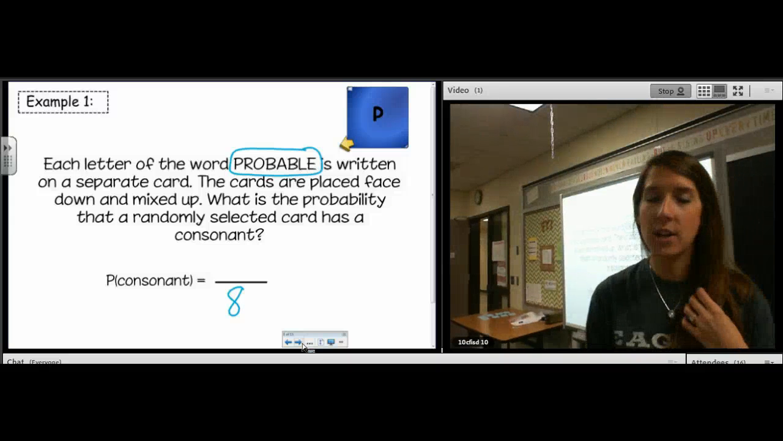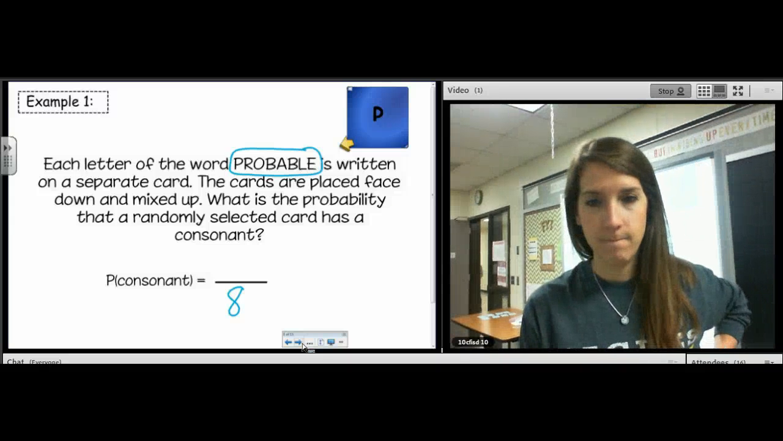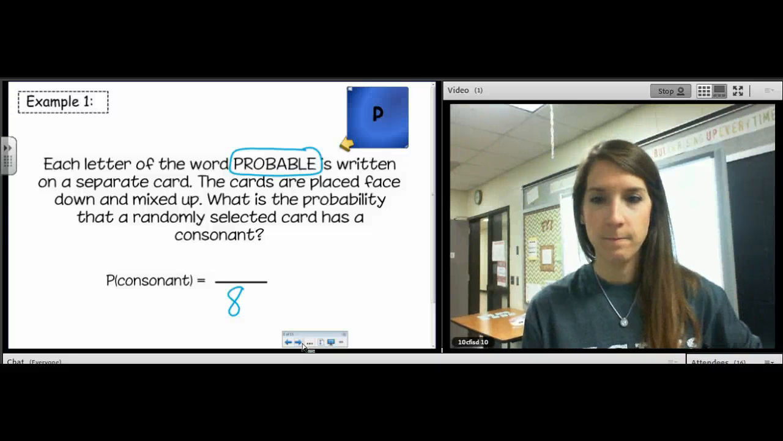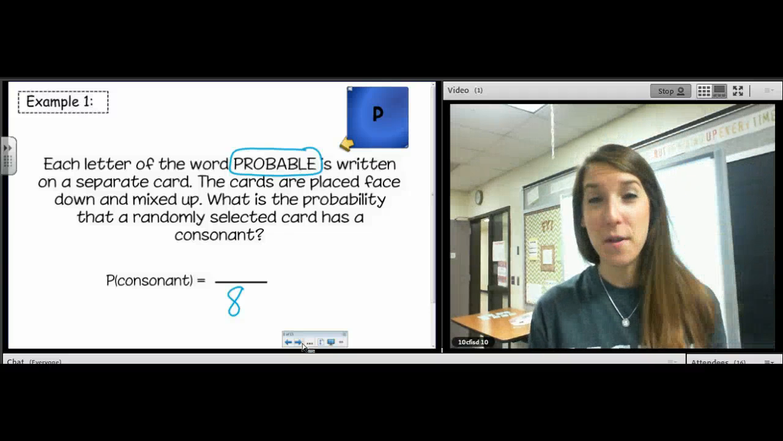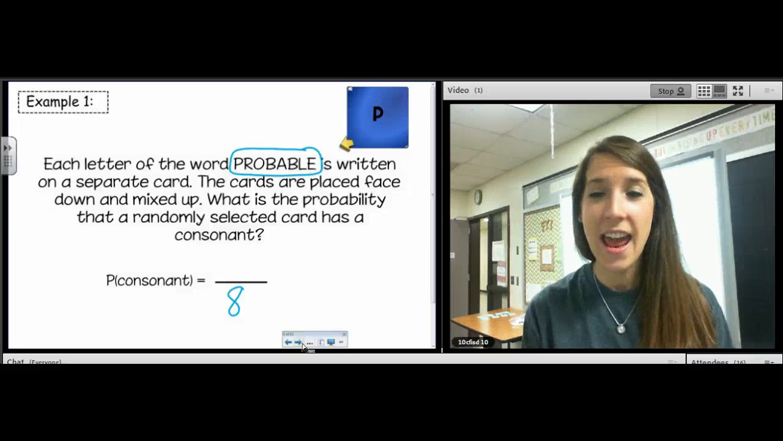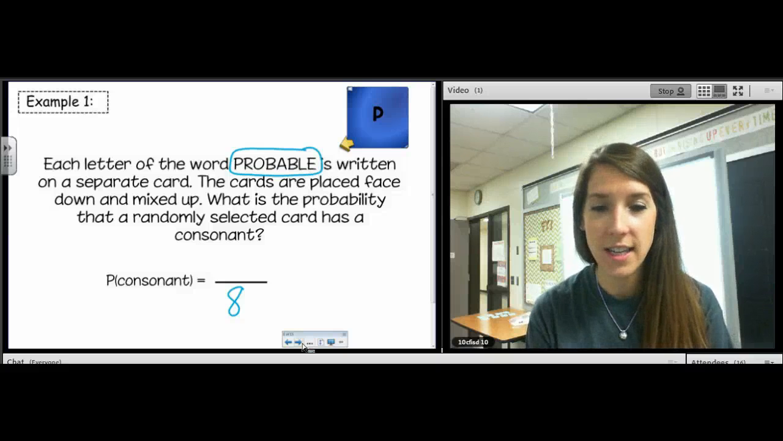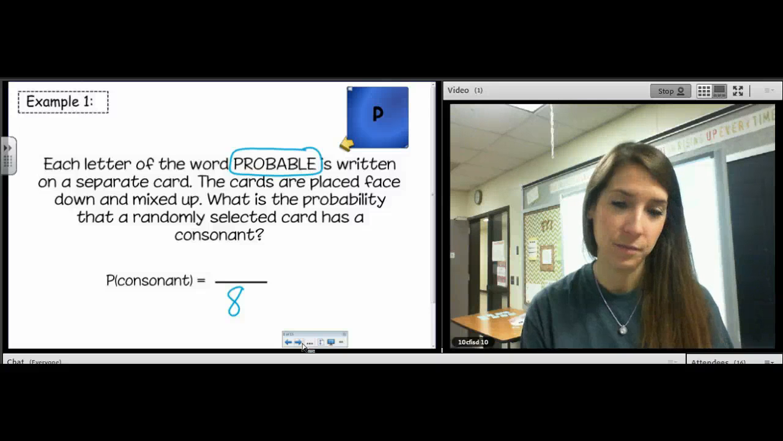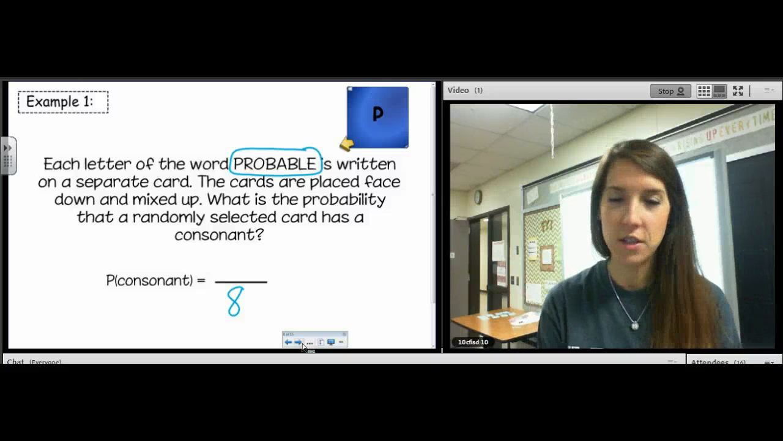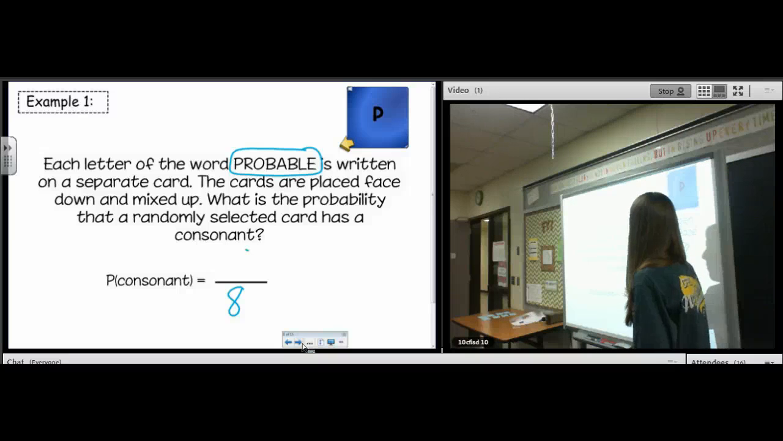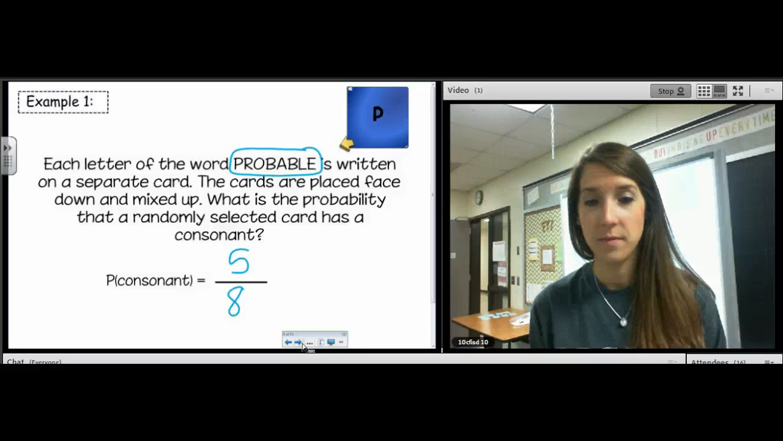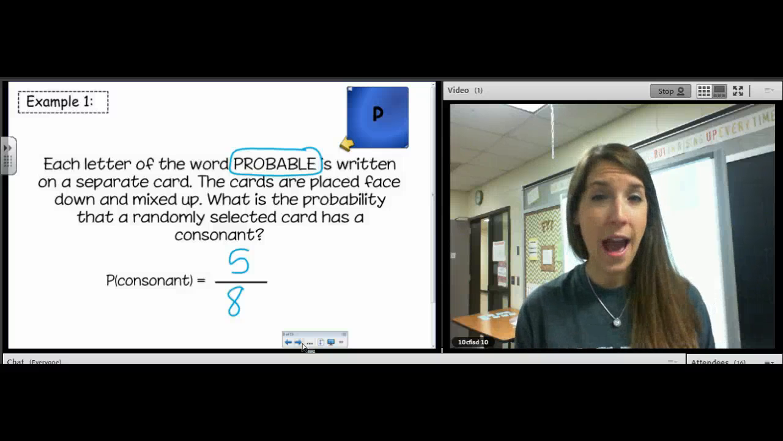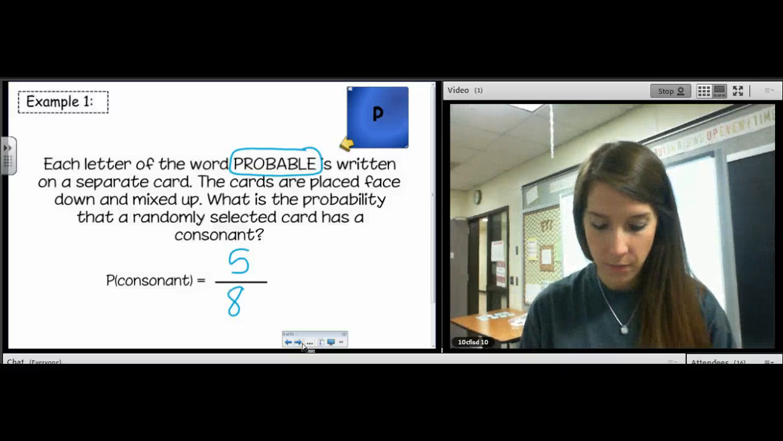How many of those letters are consonants? So a consonant is a letter that is not a vowel. I bet you know what a vowel is. A-E-I-O-U. A consonant is a letter that is not a vowel. So there's 5 consonants. Very good. So the probability of picking a consonant is 5 out of 8. If you can reduce that fraction, you have to reduce that fraction, but we can't reduce that one.